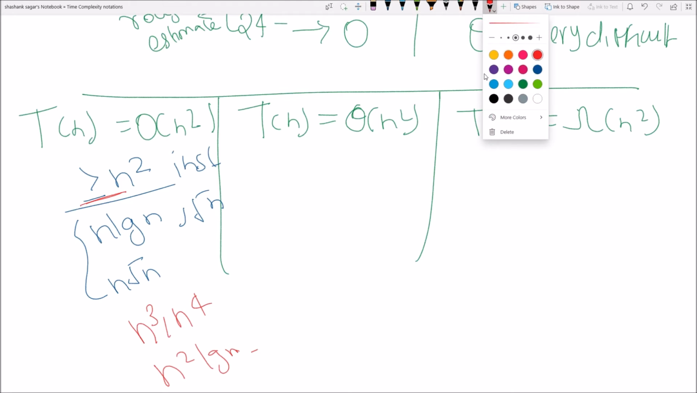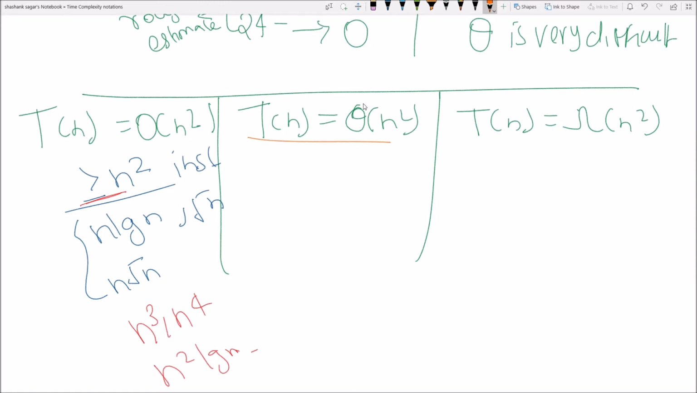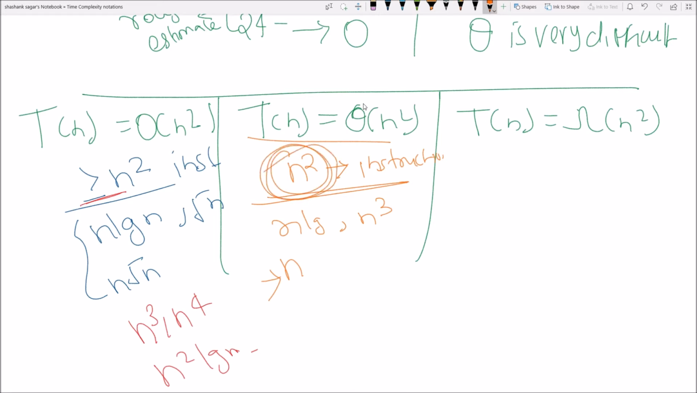Now let's see theta of n square. If I am saying T of n is equal to theta of n square, we mean it will take exactly n square instructions. In the worst case, it will not take n log n, neither will it take n cube instructions, neither will it take n instructions to execute. So it is exact, it will take n square only, neither less nor more.